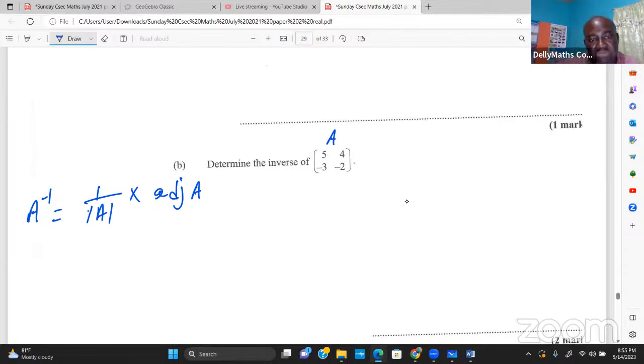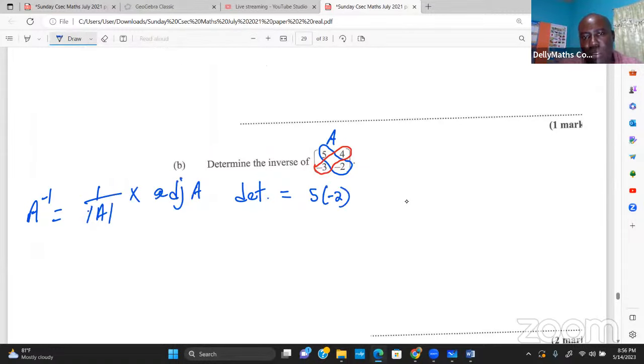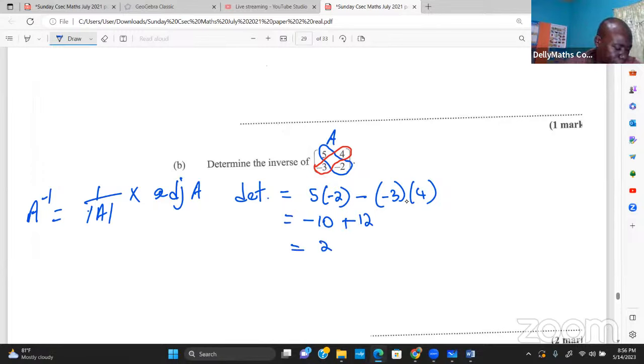So let's find the determinant. That is going to equal the product of the main diagonal, which is this, and you want to subtract the product of the other diagonal in red. So let's go for that. We're talking about 5 times -2 minus -3 times 4. This is -10 plus 12, and I'm getting 2. So right there, I'm getting 2 for my determinant.